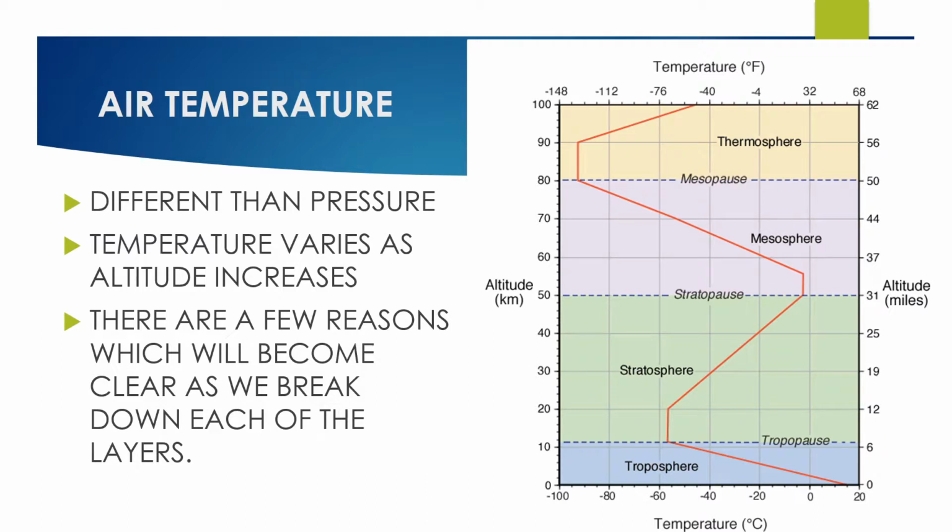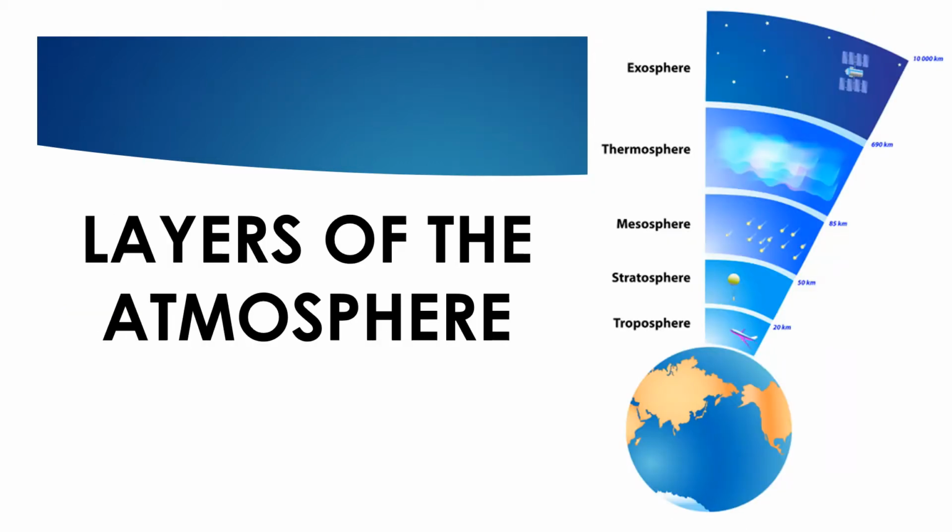There are a few reasons, like I said, which will become clearer as we break down each of these layers. In the activity, they asked you to map out the different layers based on temperature. So hopefully you got a chance to do that. In order to understand the reasons why temperature varies, we have to explain the layers in greater detail. This picture shows the layers of our atmosphere, from the surface to space. They broke the atmosphere up into at least 5 different layers.